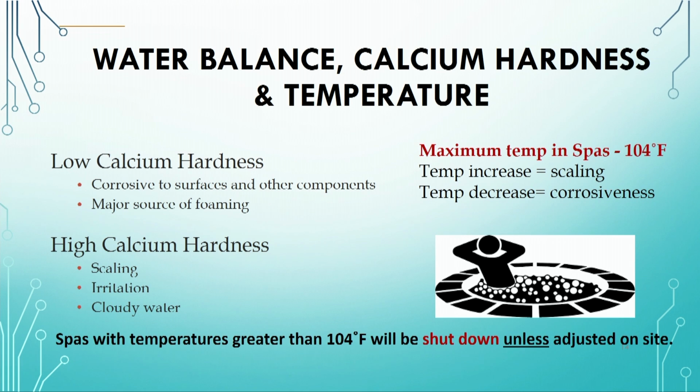The ideal range for this is between 200 and 400 parts per million. And then CaCl2 is used to increase the calcium hardness.